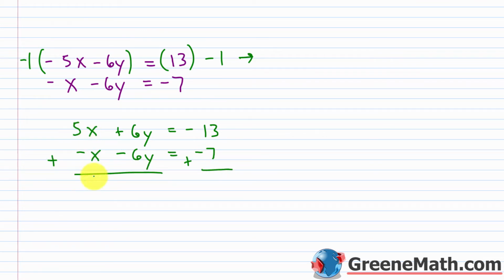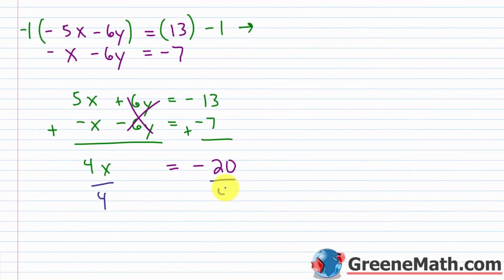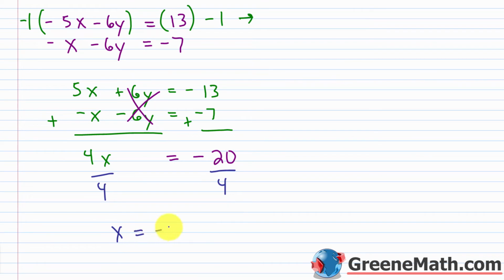So 5x minus x is 4x. 6y minus 6y is 0y, right? It's just eliminated. So you can line this out. And this is equal to negative 13 minus 7. This is negative 20. So I have 4x is equal to negative 20. Of course, to solve for x, I divide both sides by 4. And I get x is equal to negative 5.